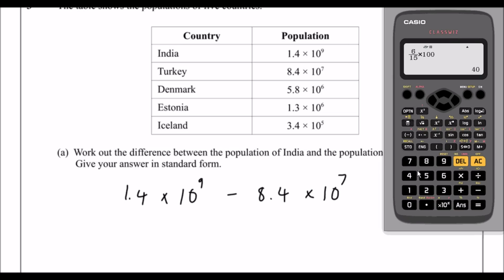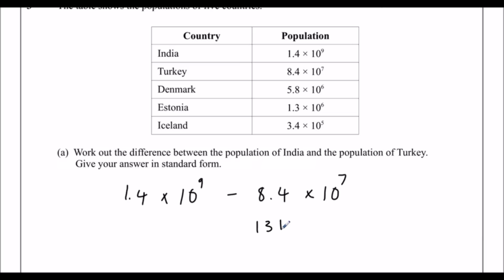We can just use the calculator for this, and we can use the standard form button. So 1.4 times 10 to the power of 9. Take away 8.4 times 10 to the power of 7. And we get our answer. So 1316, and then 6 zeros. So that's 1,316,000,000. We need to give our answer in standard form.